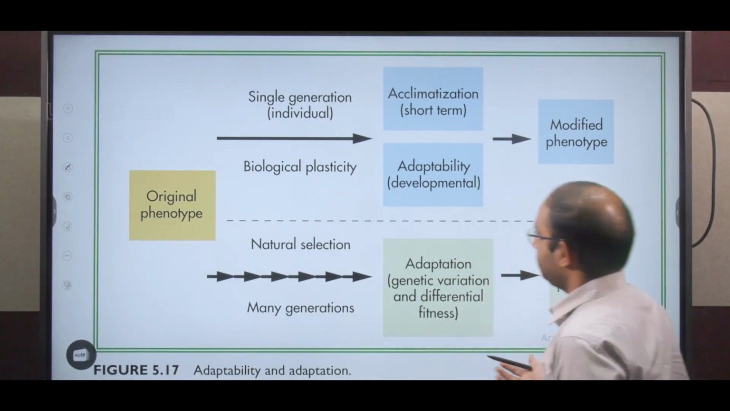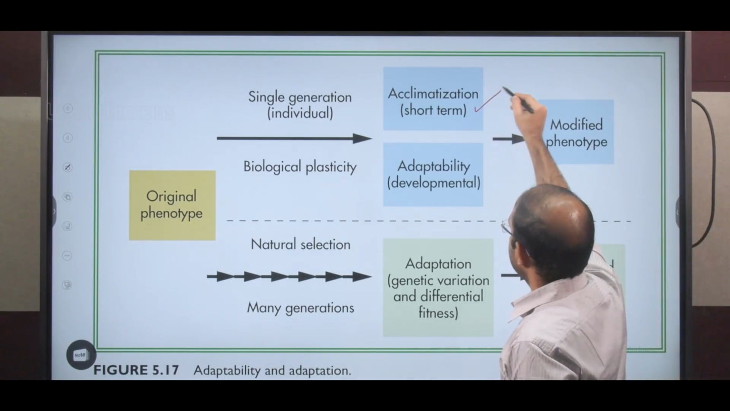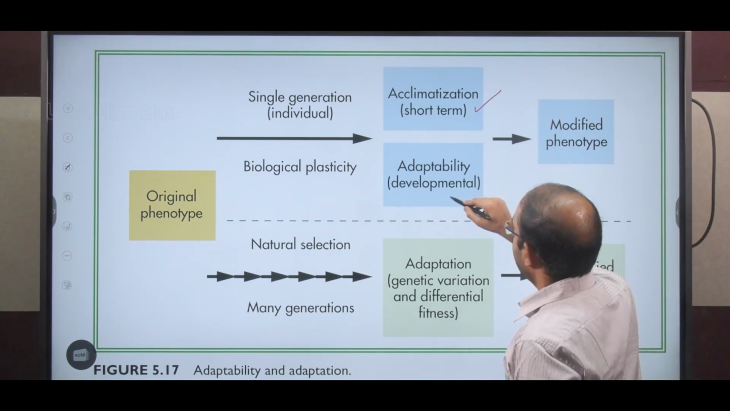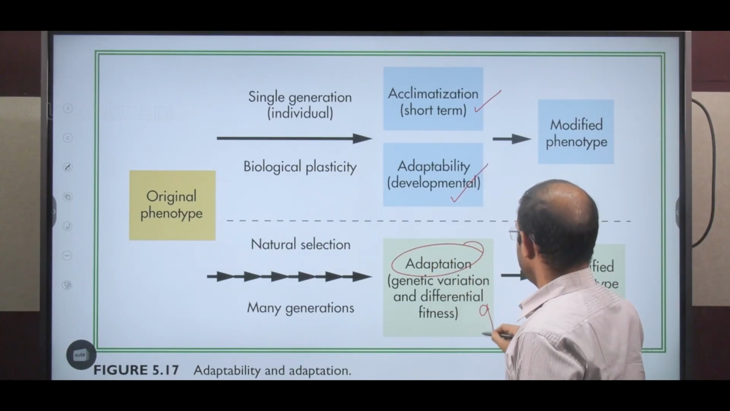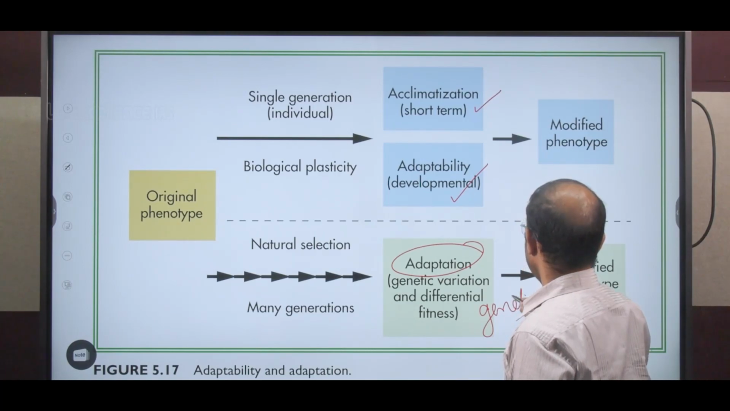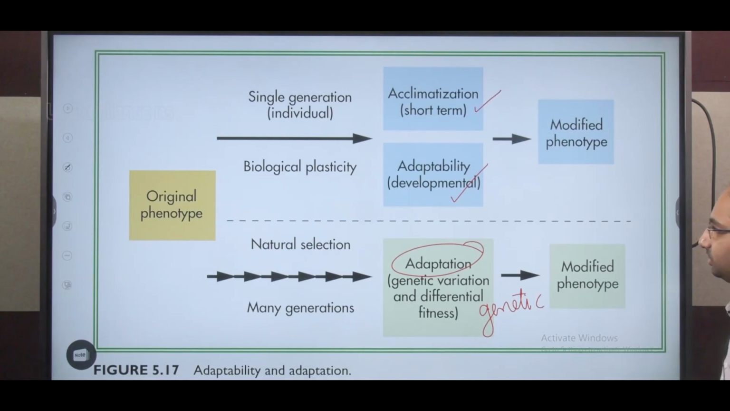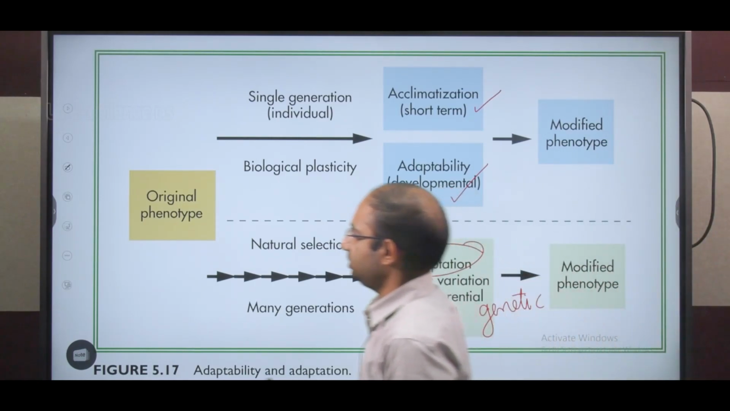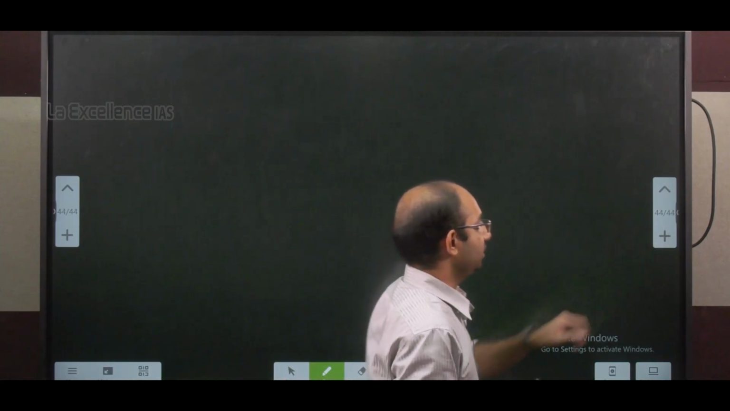So this is a very interesting diagram. This diagram shows what is acclimatization. It is short term, immediate. Adaptability is developmental. Then adaptation means this is at gene or genetic level. This is genetic. This is short term and immediate. This is based on birth. So you can draw this diagram to explain any concept in adaptation and adaptability.